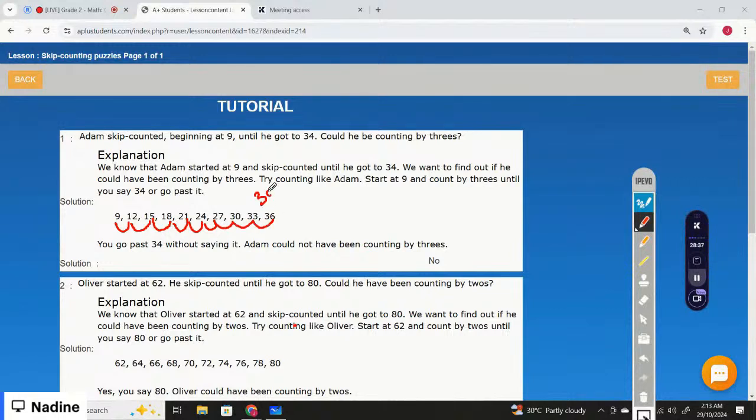But you cannot see 34 here, right? That means when you're counting by threes, you don't have 34. The question is, he counted 34. But the question is, could he be counting by threes? No, he is not counting by threes, because if he was counting by threes, he wouldn't have 34. Got it?